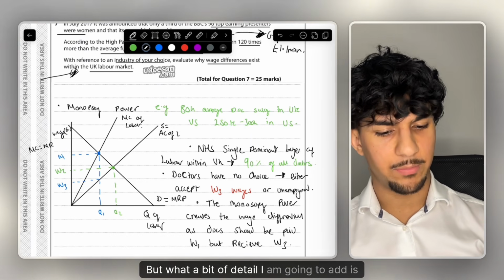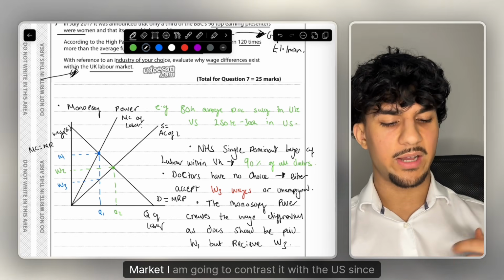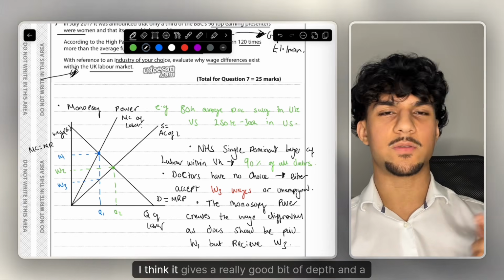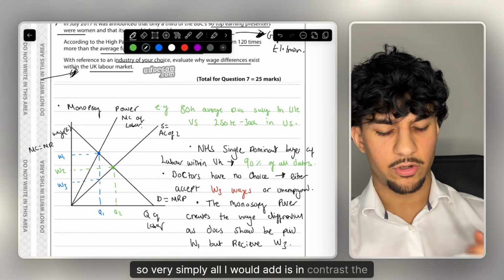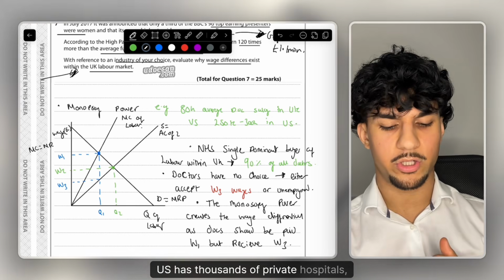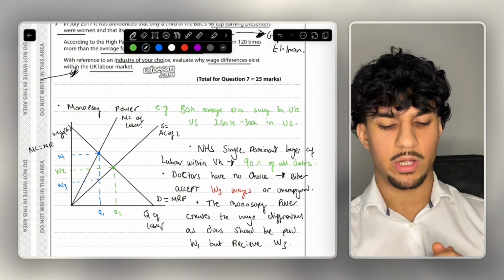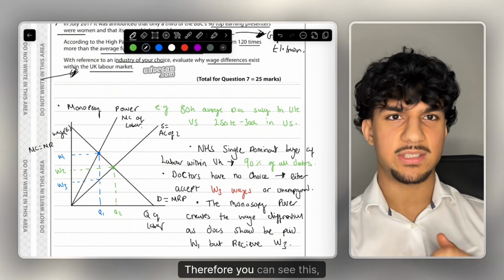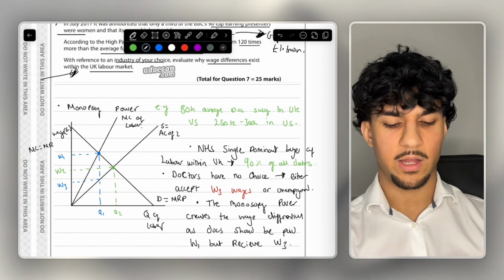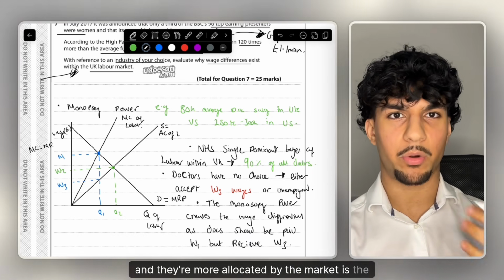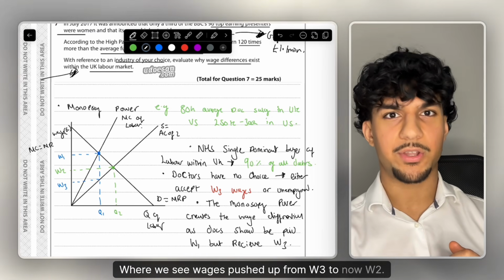But a bit of detail I am going to add is, since we mentioned the competitive labour market, I am going to contrast it with the US, since I think it gives a really good bit of depth and application as well. So very simply, all I would add is, in contrast, the US has thousands of private hospitals and thousands of private clinics. This creates a more competitive labour market compared to the UK. Therefore, you can see this represented on the diagram. Wages are more fair and more allocated by the market. It's the price mechanism that allocates the wages, where wages are pushed up from W3 to now W2.